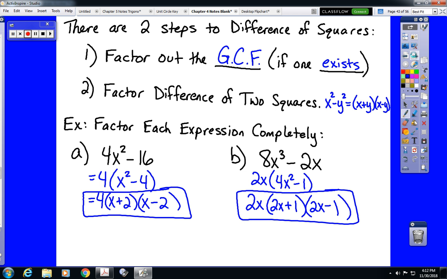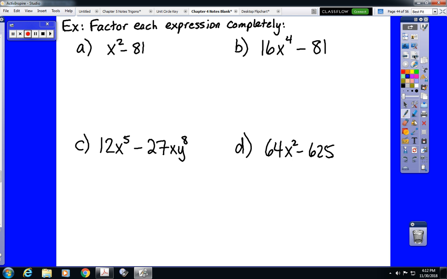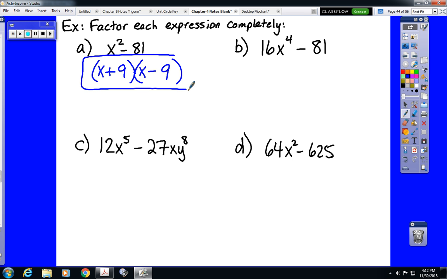Let's do a few more examples just to make sure. Okay, letter A. First problem here is a difference of 2 perfect squares. So that one's an easy one. We're just going to factor those. The square root of x squared is x, plus or minus, the square root of 81 is 9. Completed.